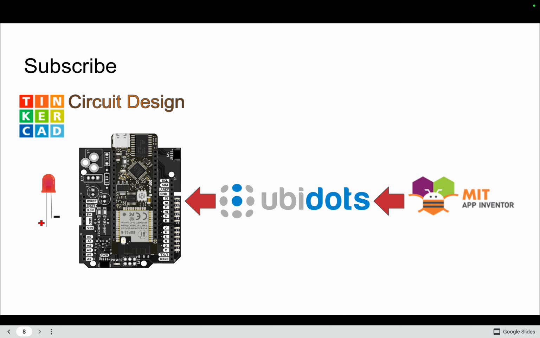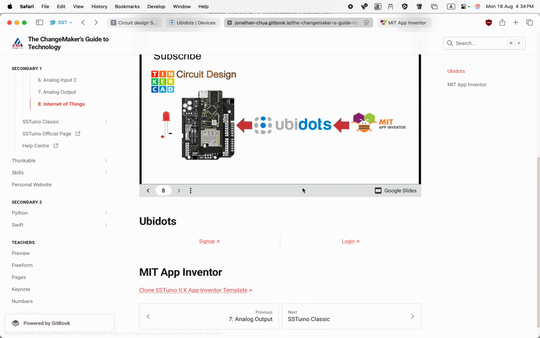The next one is subscribe. So previously is publish. The Stuino publishes the data to Ubidots, and then it sends to MIT App Inventor. The next one is subscribe. So MIT App Inventor will actually send an instruction to Ubidots, and then Ubidots will send the instruction to the Stuino. The Stuino is actually listening to Ubidots. So whatever changes is in Ubidots, it will receive, okay, because it's listening, and then after it will change the value of this LED light. Okay, so this is the next thing that we are going to try and do.